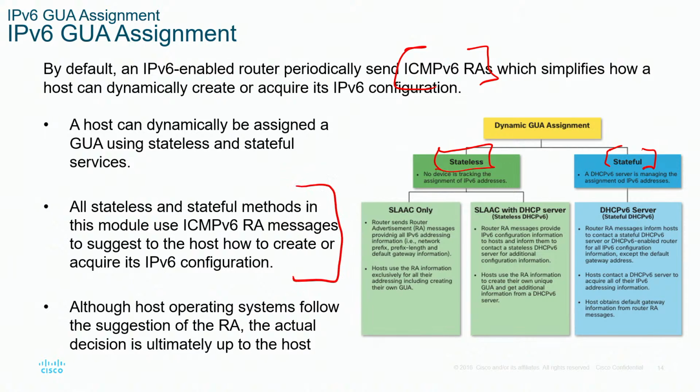Both of those ways use ICMPv6 router advertisement messages to give the host a little guidance on how it should be configured. And then the host may or may not, based on its feelings that day, decide to accept those. In the two big categories of dynamic global unicast address assignment, stateless, where we don't keep track of the IP address, and stateful, you break it down further based on, do you just let that happen by magic?